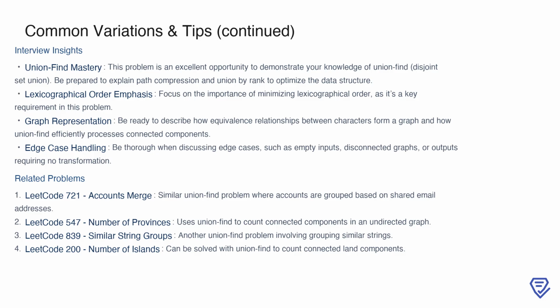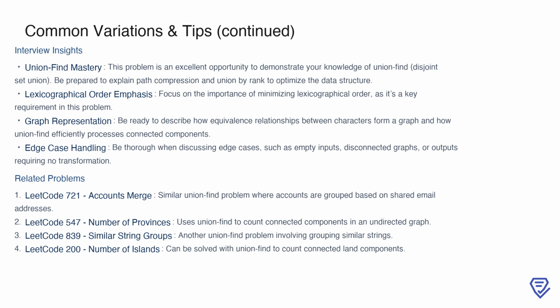This problem is an excellent opportunity to showcase your mastery of the union find data structure. Be prepared to explain how path compression and union by rank optimize the operations and why these techniques are important. Emphasize the need for minimizing lexicographical order, as this is a critical requirement for producing the correct output. You should also be comfortable describing the graph representation of character equivalence relationships and how union find efficiently processes connected components. When discussing your solution, highlight how you handle edge cases, such as empty inputs, disconnected graphs, or scenarios where no transformation is required.